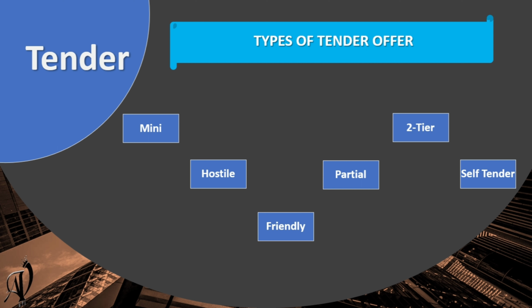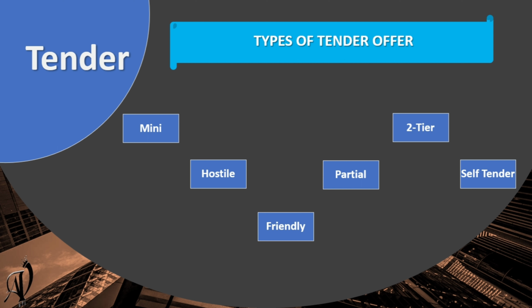Second is hostile tender. It is an offer in which the entity or person does not inform the board of the target company. Next is friendly tender offer. When an offer is made for the outstanding shares of a target company, the board of directors is usually informed about the intentions. If the board recommends accepting the offer, it's called a friendly offer. Now next is partial tender. It is an offer to purchase some but not all of the shares of the company.